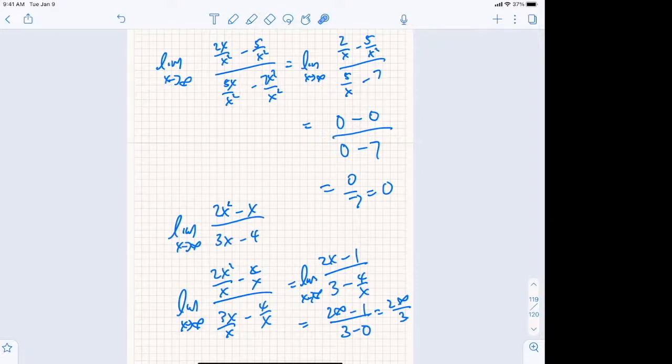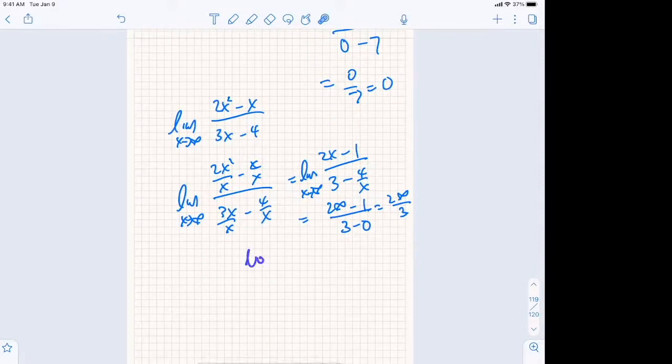And infinity over 3 is still infinity, and therefore, in this case, there is no horizontal asymptote. Why is there no horizontal asymptote? Because the graph is going to go to infinity. There is no plateau into a number. So in this case, there's no horizontal asymptote. So you can have a couple of cases: a horizontal asymptote at 0, or at a number, or no horizontal asymptote.